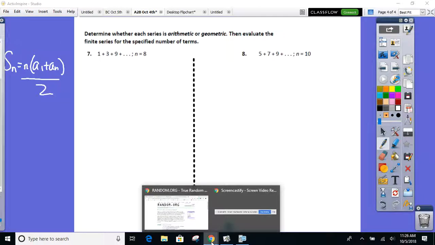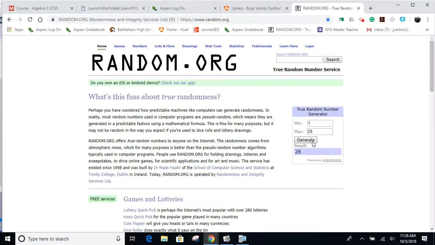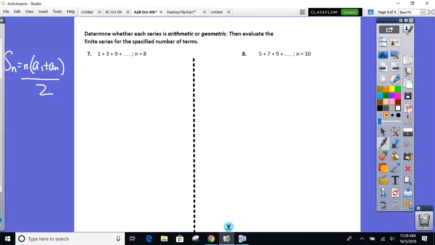Let's start with number 7. I need the group that's got 12 in it. Ready to go? Okay. Well, first, geometric or arithmetic? Geometric, definitely. How do you know? Yep, times 3 every time. All right, so geometric series, I use the formula from the formula sheet.